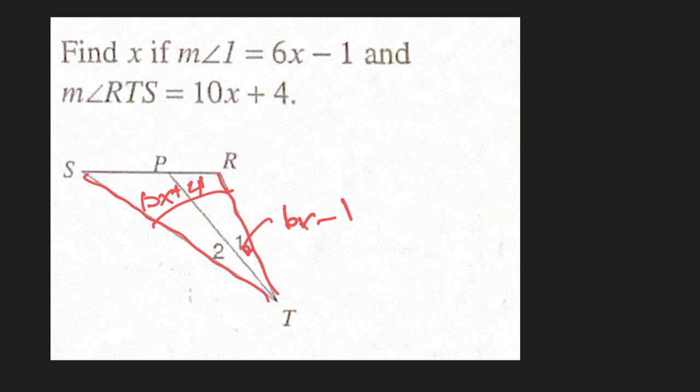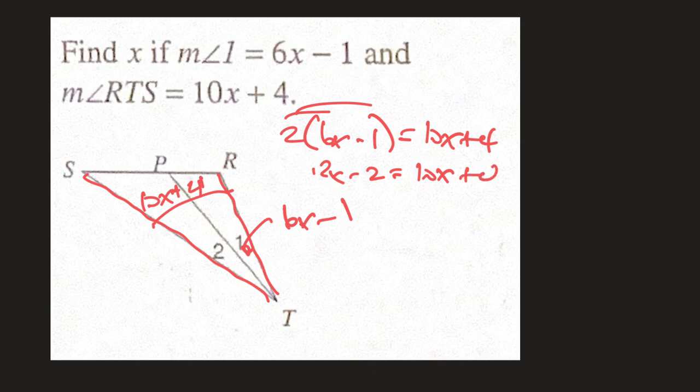How many angle 1s would it take to make the whole angle? It would take 2. We kind of had a problem similar to that the other day. Look, we've got angle 1 with 6x minus 1. If we had 2 of those, that would equal the whole thing. So we take 2 times 6x minus 1, 2 of those angle 1s, and set it equal to the entire angle, 10x plus 4. Little bit of distribution: 12x minus 2 equals 10x plus 4.